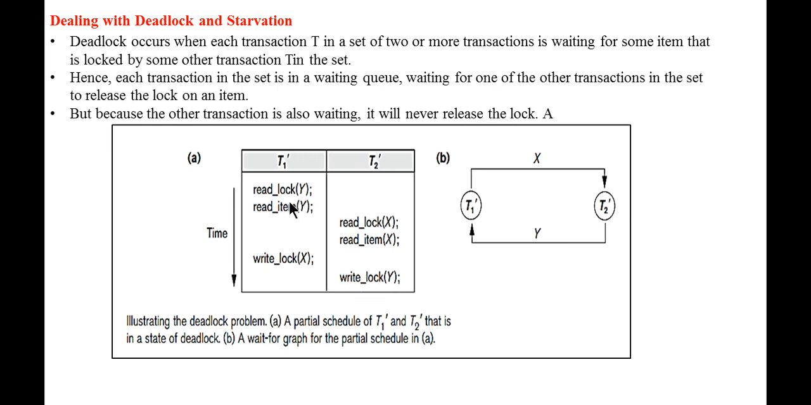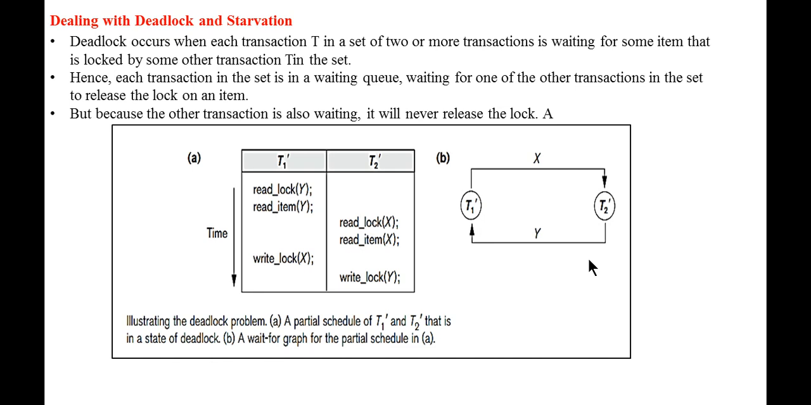If these two transactions are executed simultaneously in an interleaved manner like this, then T1' is looking for X, which is held by T2'. Now T2' is looking for Y, which is held by T1'. So they are circularly waiting for each other. This situation is called a deadlock. In this deadlock, no transaction can proceed its execution. Hence, we need to abort one of these two transactions to continue their execution.